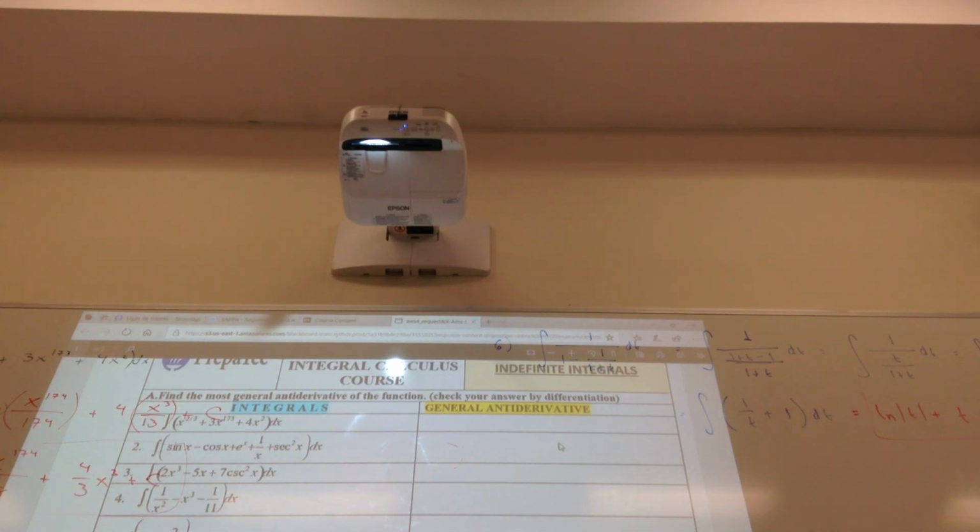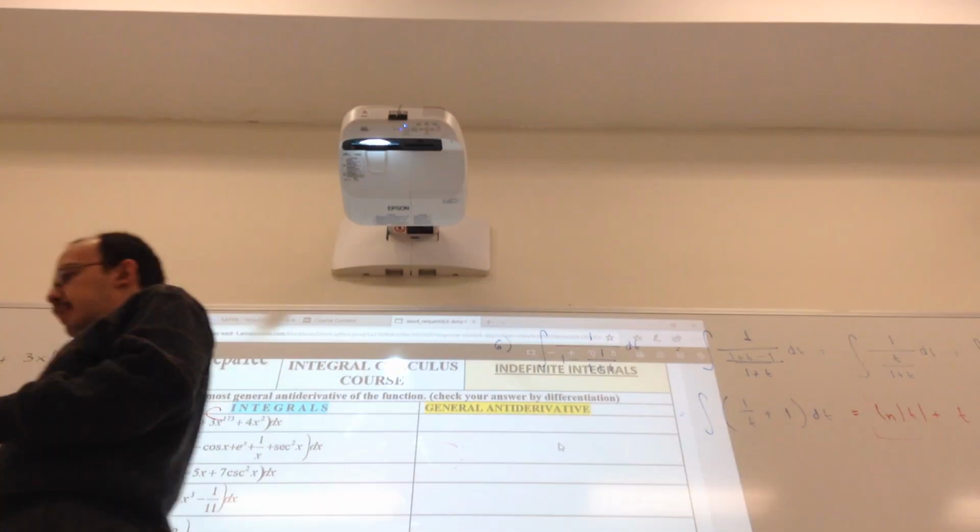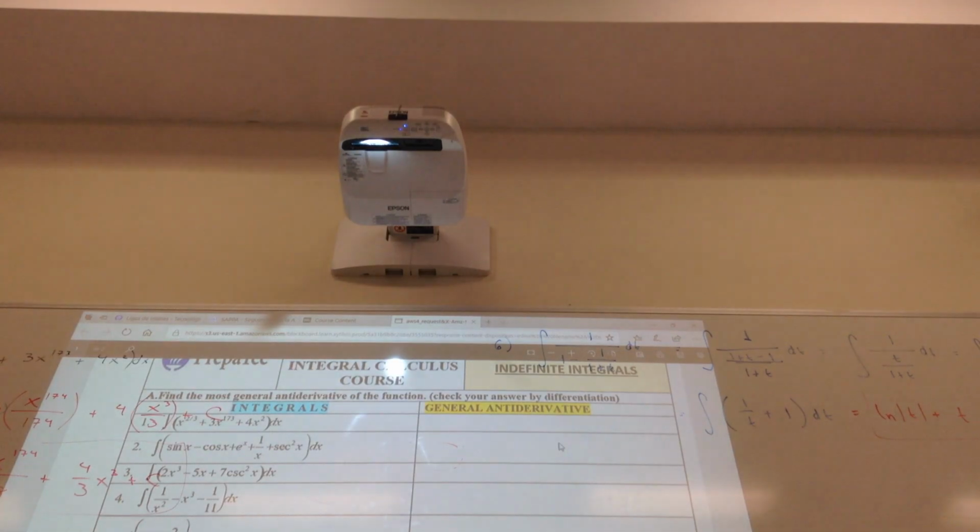Do you agree? Careful. Remember, there is no quotient rule for integrals. There is no product rule for integrals. So you need to simplify always. Later, in about two weeks, we'll see techniques to deal with divisions. But not right now.